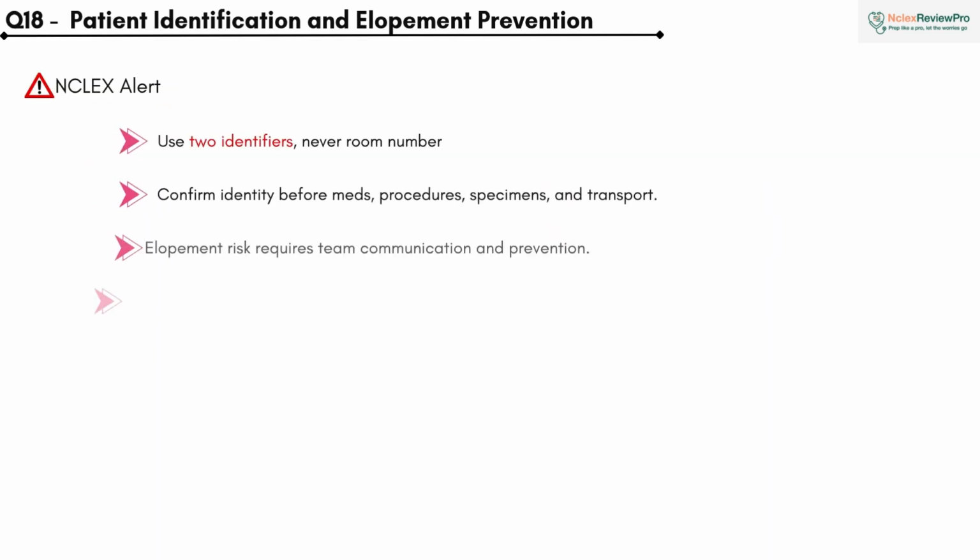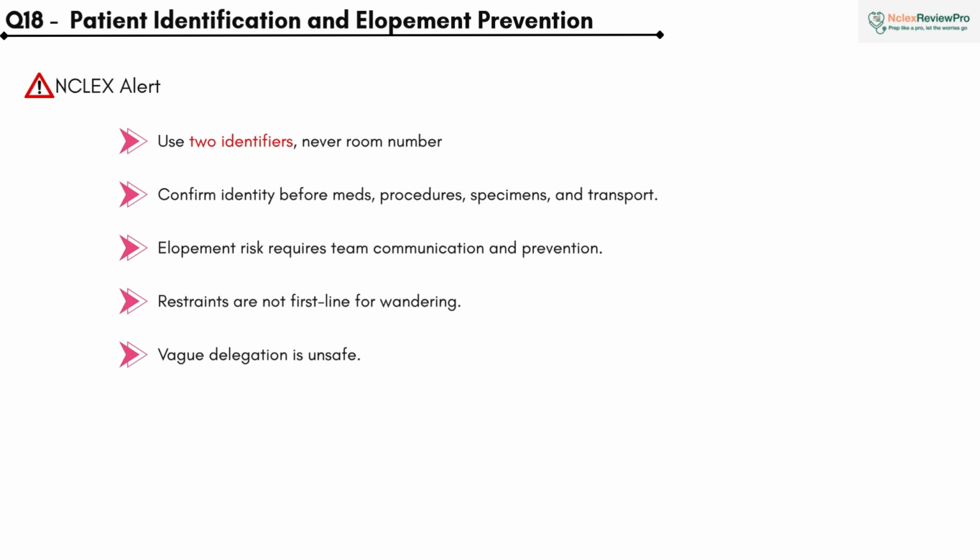Now here is the NCLEX alert. Use 2 identifiers, never the room number. Confirm identity before medications, procedures, specimens, and transport. Elopement risk requires team communication and prevention. Restraints are not first line for wandering, and vague delegation is unsafe.